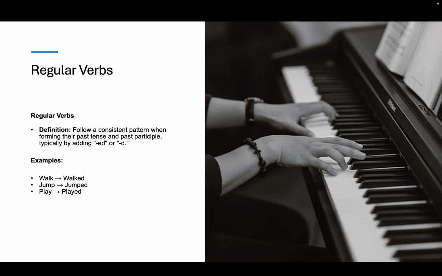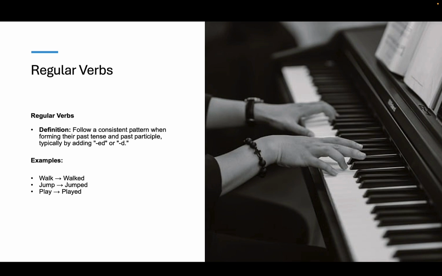Okay, then now we get into regular verbs. Regular verbs follow a consistent pattern when forming their past tense and past participle, typically by adding e or d at the end. Examples include walk to walked, jump to jumped, or I play to played, they played, in those types of situations.